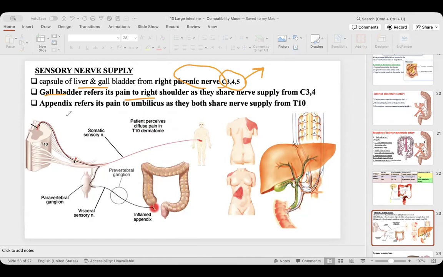Also, any patient with appendicitis starts to complain of pain around the umbilicus, and then this pain shifts to the right iliac fossa. So the pain starts here at the umbilicus, then goes to the right iliac fossa. Why does this pain start at the umbilicus? Because the umbilicus and the appendix have the same nerve supply. What is the same nerve supply? T10, thoracic spinal nerve number 10.